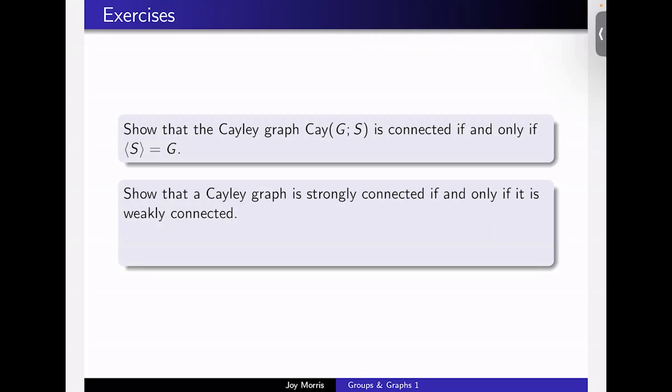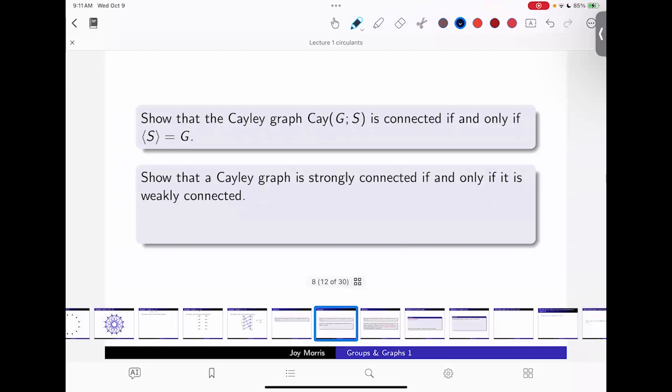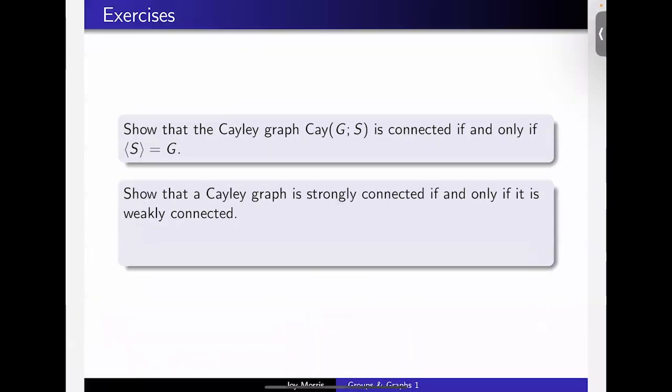And similarly, it's not too hard to prove, and in fact this is true for a much broader class of graphs than just Cayley graphs, that a Cayley digraph is strongly connected if and only if it is weakly connected. This is in fact true for any digraph that is regular. It will be strongly connected if and only if it is weakly connected, if it has the same number of in arcs as out arcs at every vertex, which is certainly going to be true for a Cayley digraph.